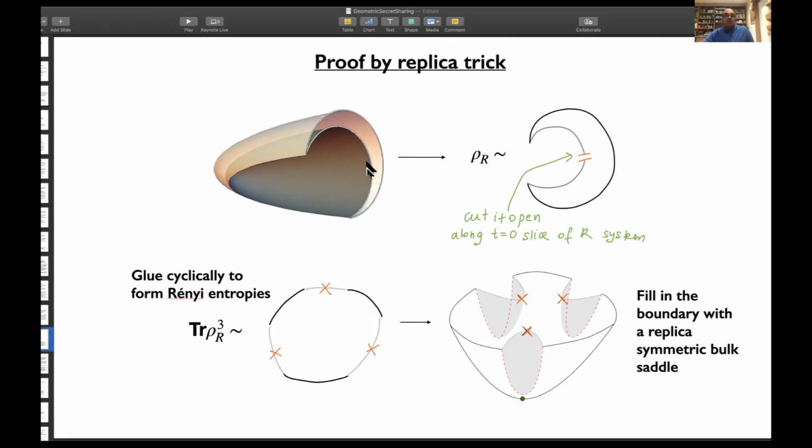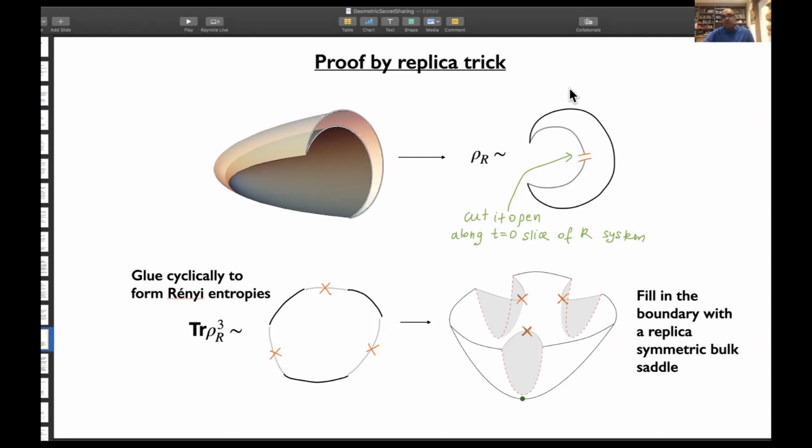Suppose I now want to compute the density matrix of the radiation at, let's say, time 0. What I do is I cut this thing here over there. So that's this cut over here. And we do the path integral on either side of the cut. And that gives me, by definition of the path integral, the density matrix of the radiation. Now, suppose I want to compute the Rényi entropies.